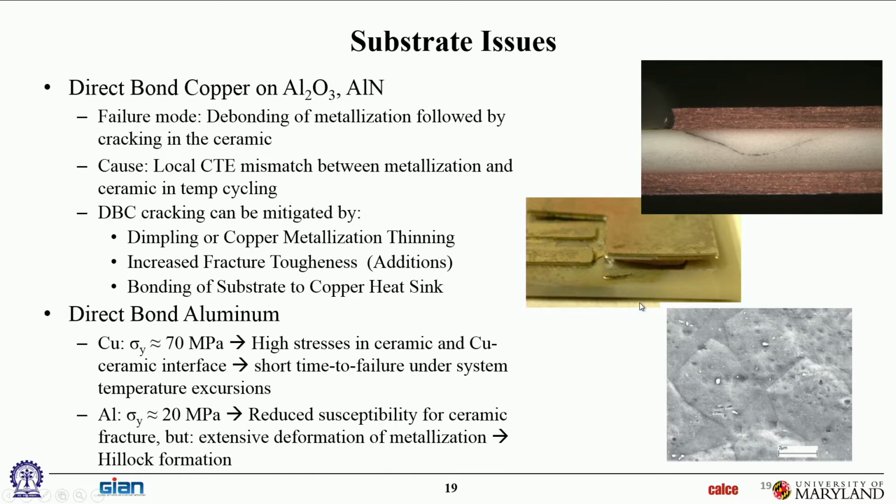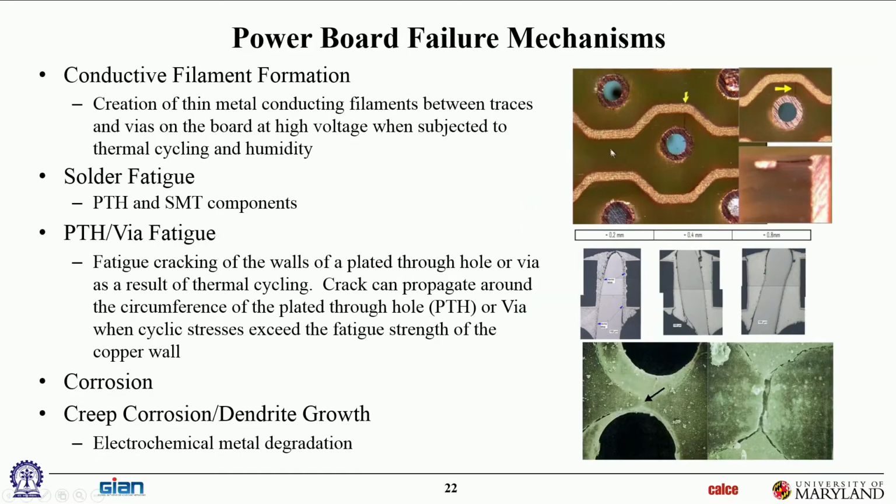Okay, let's move on. Other PWB failures, we have already talked about many of these: conductive filament formation. Those are in the buried layers. You get fibrous debonding and copper migrating. Then all the usual problems we see in regular electronics, you see in power electronics also: solder fatigue, plated through hole and via fatigue, corrosion, and dendritic growth. Okay, so these are electrochemical migration. So these are not unique to power electronics, but because of their harsh environments, fairly high risk.